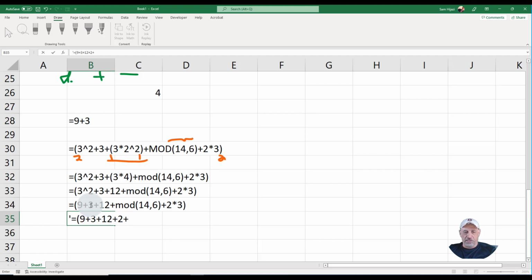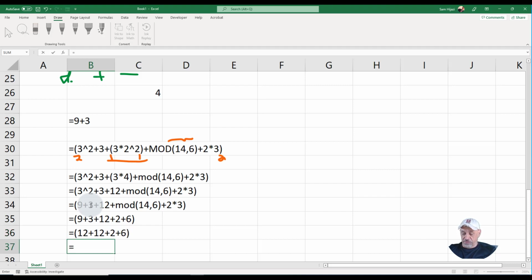And of course the multiplication, which is 2 multiplied by 3, I could do that as well at this moment if you want to. That's going to give me the 6. Now everything is based on addition. So if you want to really go inside Excel to see how it does it, it's going to add the 9 to 3. It's going to give me 12 plus 2 plus 6.